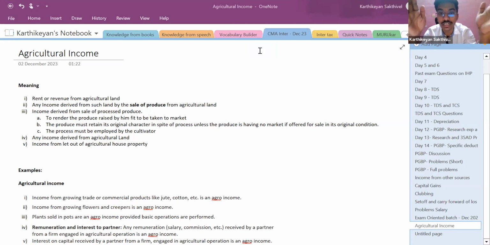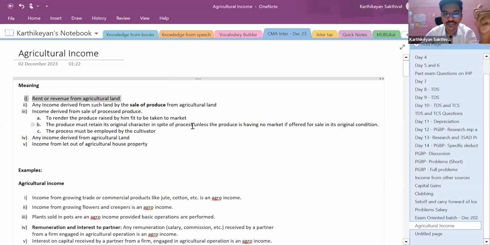So let us come to topic 1 of agricultural income, which is the meaning of agricultural income. First, agricultural income will include any income from rent or revenue from an agricultural land. If there is agricultural land which is not owned by you and you pay rent for that agricultural land, that rent which is derived from the agricultural land is known as agricultural income. Second, any income which is derived from such land by sale of produce from the agricultural land.